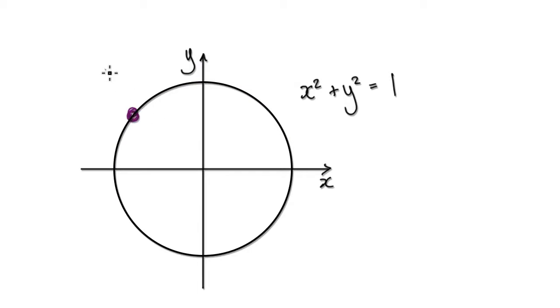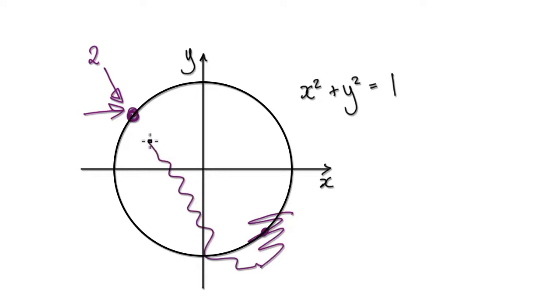So your job is to find the coordinates on the circle where the gradient is 2. Okay, so press pause and have a go, find the coordinates where the gradient will be precisely 2. There's another one down here somewhere, but let's forget about this one. I'm only interested in this one. So press pause and have a go.